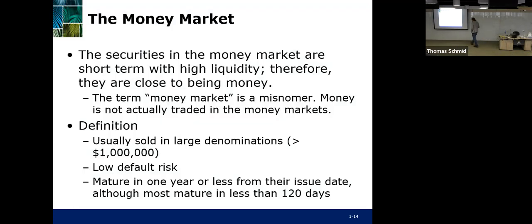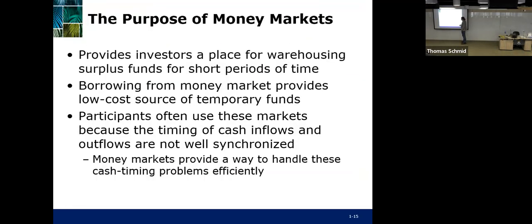So it's often confusing why these markets are so important. And one reason why they are so important is because they provide firms an opportunity to store excess cash. Okay? So the main purpose of these money markets is to provide investors a storage place for cash.